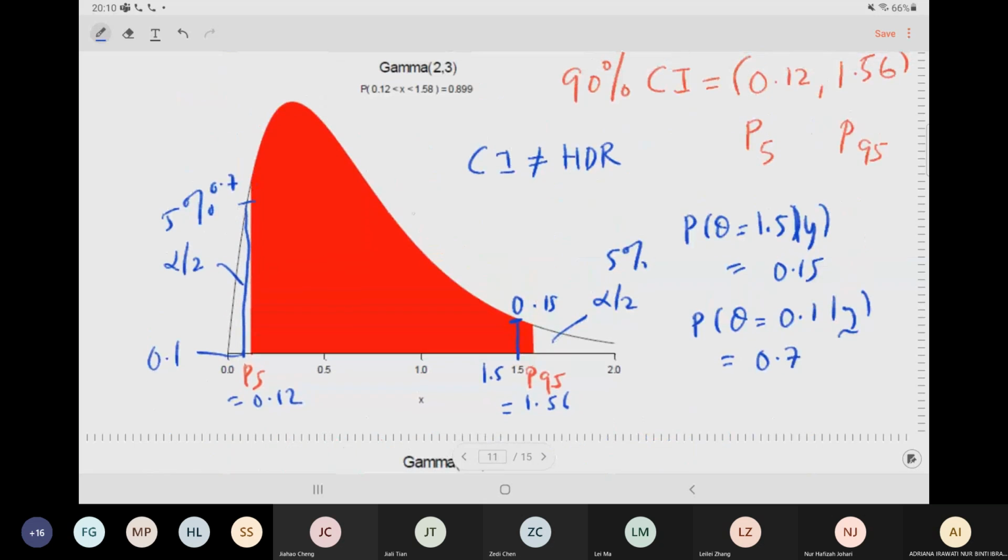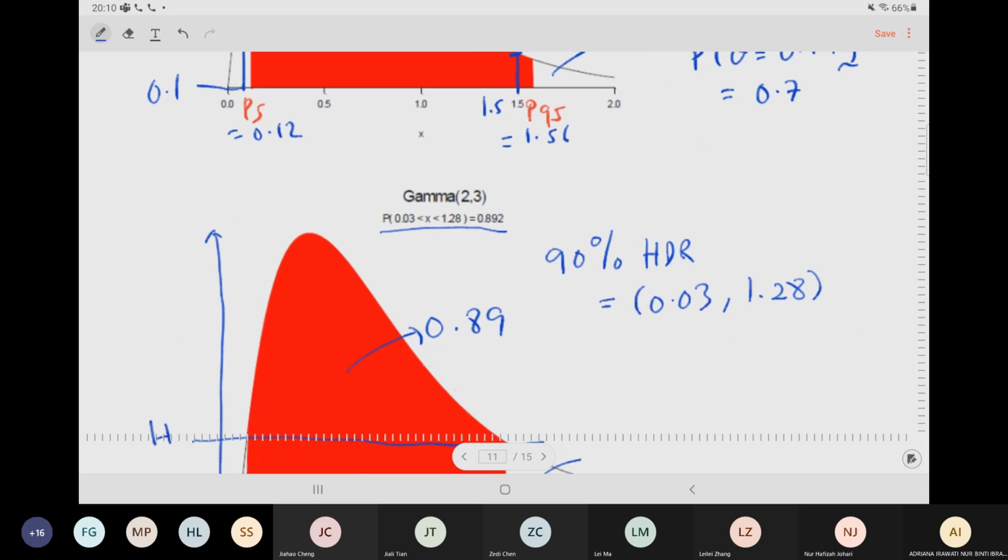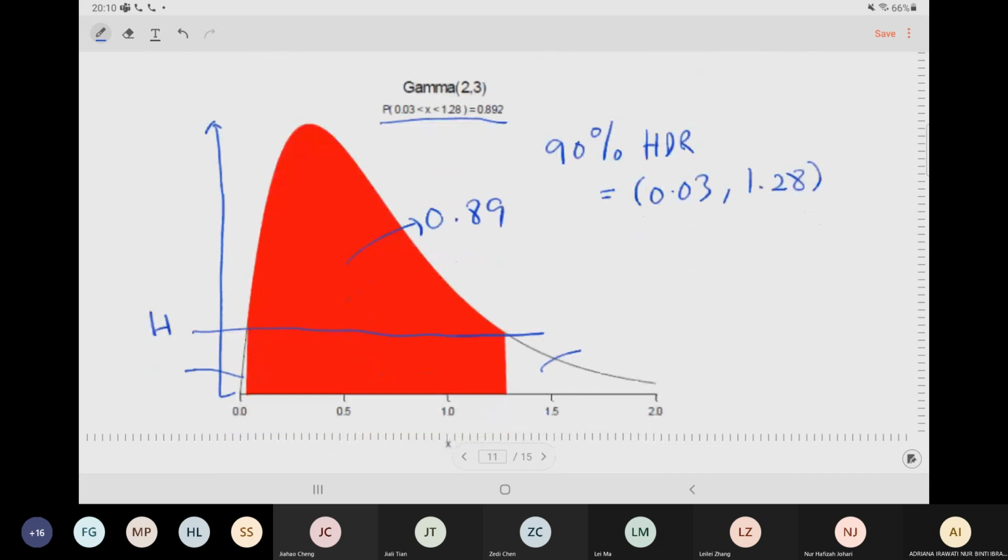You can see that even over here, a lot of the areas on the right side are actually lower than the area in the white part on the left side. So clearly, because it's a skewed distribution, the credible interval is obviously not a highest density region. Okay, so the credible interval is actually easier to find, because the HDR is harder to find, as it's mostly by trial and error actually.